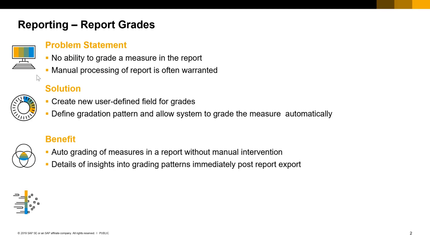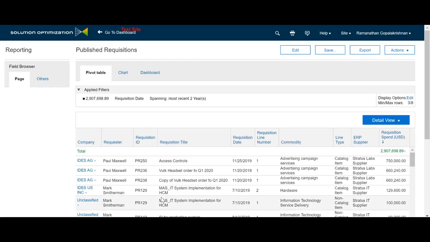We will look at an example of how report grades can be considered and can be used in specific reports within the system. I have logged into the system and navigated to the prepackaged report section. Under System Usage and Benchmark Reports, you will find this report called Published Requisitions. Let us use this as an example for today's discussion.